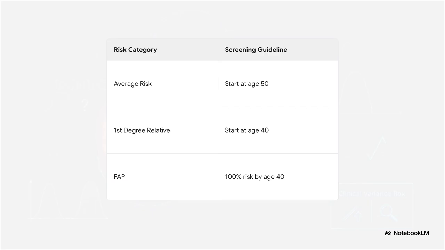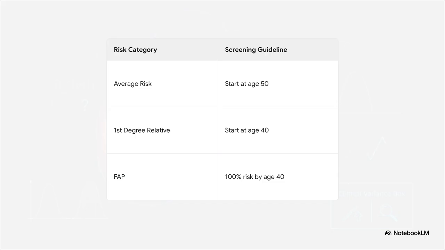Listen, these management steps are absolute and non-negotiable. For colorectal cancer, average-risk patients begin colonoscopies at age 50. But if they have a first-degree relative with colon cancer, that baseline strictly shifts to age 40, or 10 years prior to the relative's diagnosis.